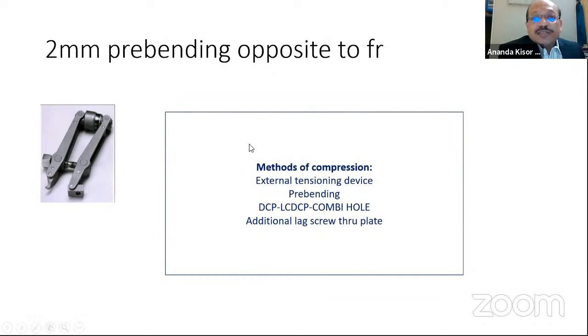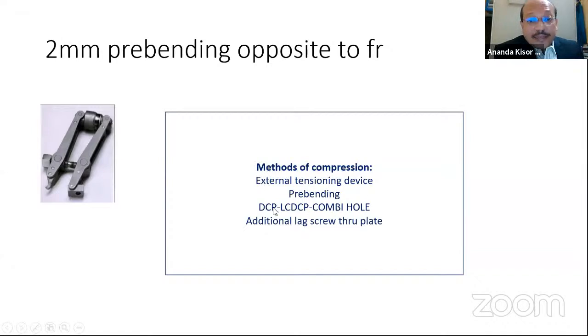Basically it is not always used, and there are some other clamps also used, such as Verbrugge's clamp. This external tensioning device, either Muller's compression device or Verbrugge's clamp, these two devices are required for externally dragging the plate away from the fracture site by placing the plate on the bone and dragging the plate over it. So this is for the compression.